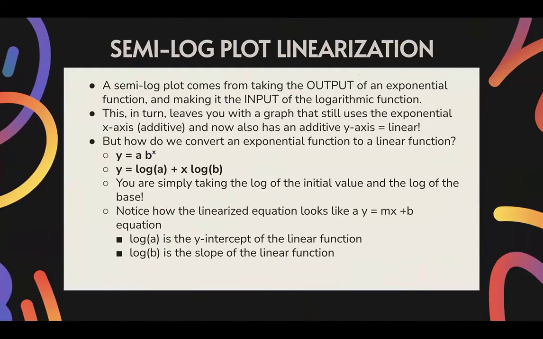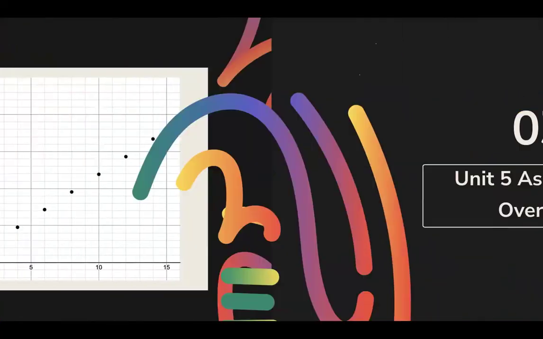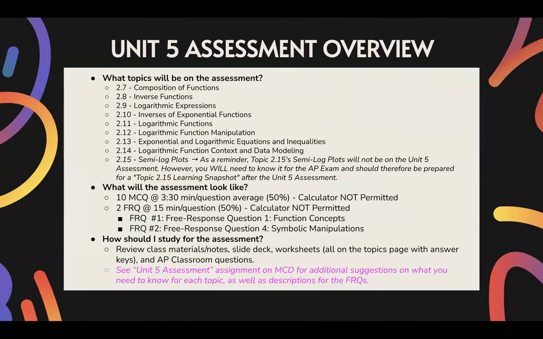So let's go ahead and chat about your Unit 5 assessment. As a reminder, your Unit 5 assessment is on topics 2.7 to 2.14. Again, 2.15 is not on the assessment. That will appear as a learning snapshot later, and then it will pop up on your mock exam and your AP exam as a singular multiple choice question. For your assessment, 10 multiple choice, no calculator, 2 FRQ, no calculator. For FRQ number 1, we're doing function concepts, and for FRQ number 2, it's going to look like FRQ number 4 on your AP exam with symbolic manipulations.